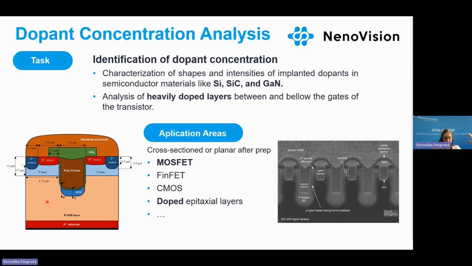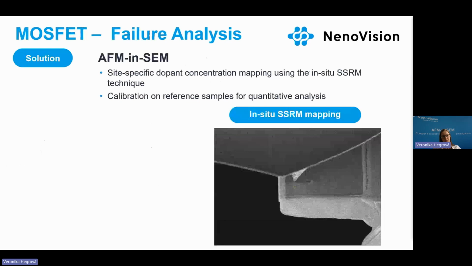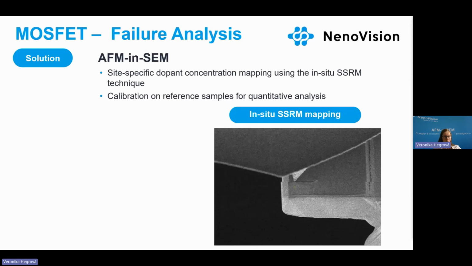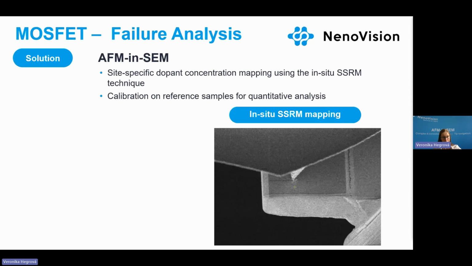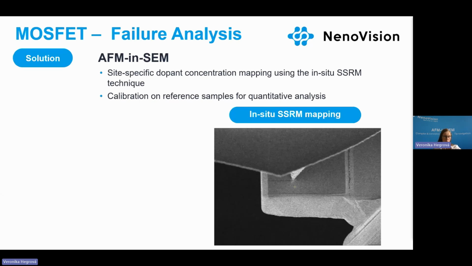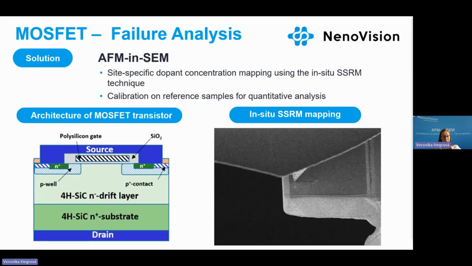This application is very useful mainly for cross-section films or cross-section samples such as MOSFET, FinFET, CMOS, doped epitaxial layers. Some level of sample preparation is needed. And our solution with AFM-in-SEM allows us to directly analyze the dopant concentration using the in-situ scanning spreading resistance microscopy technique. Also, we can calibrate it via reference samples for quantitative information.